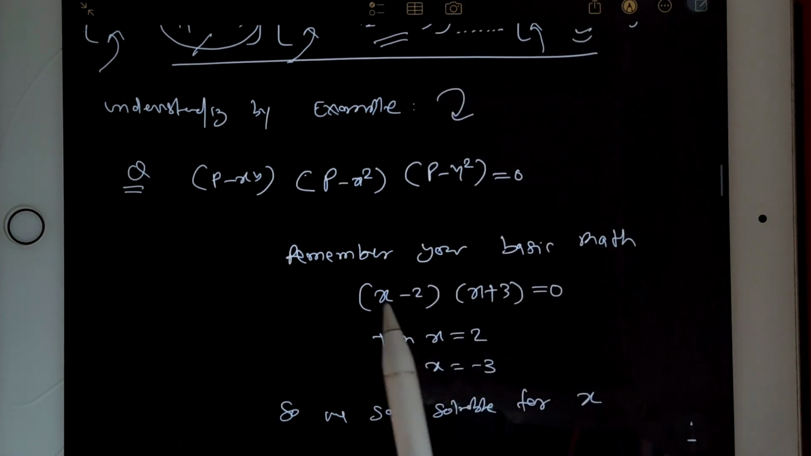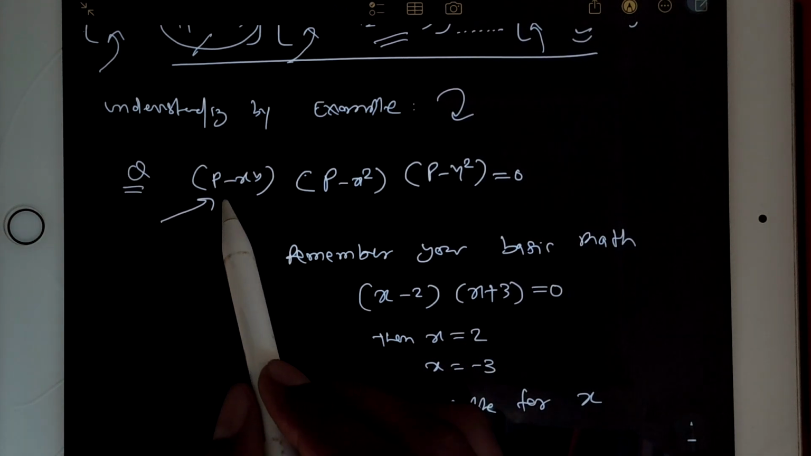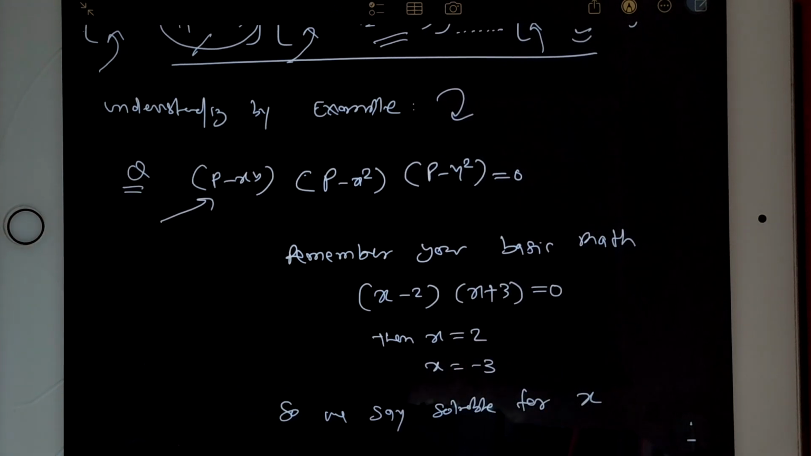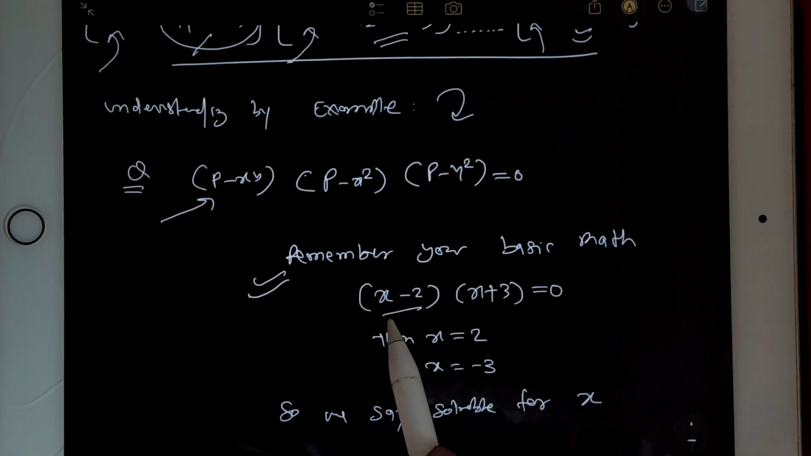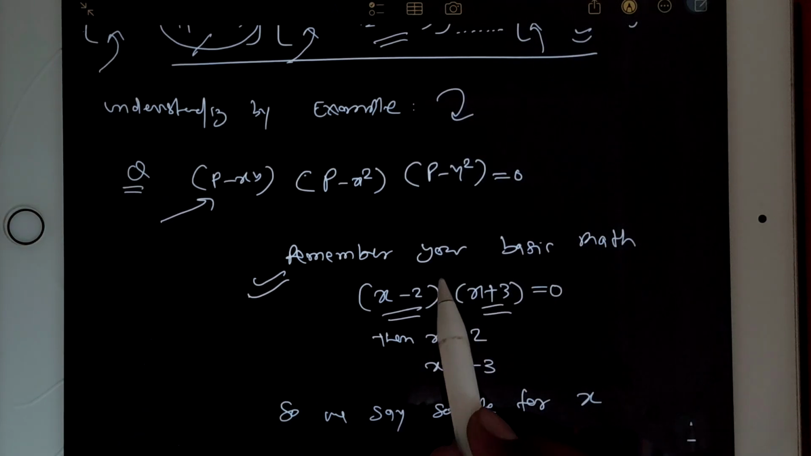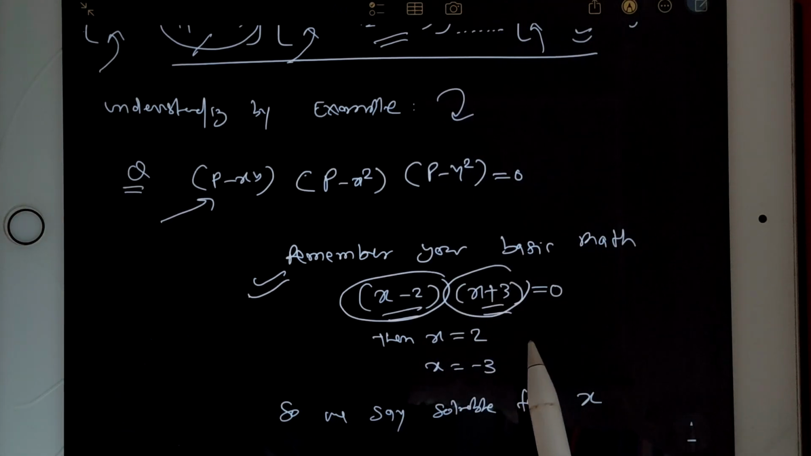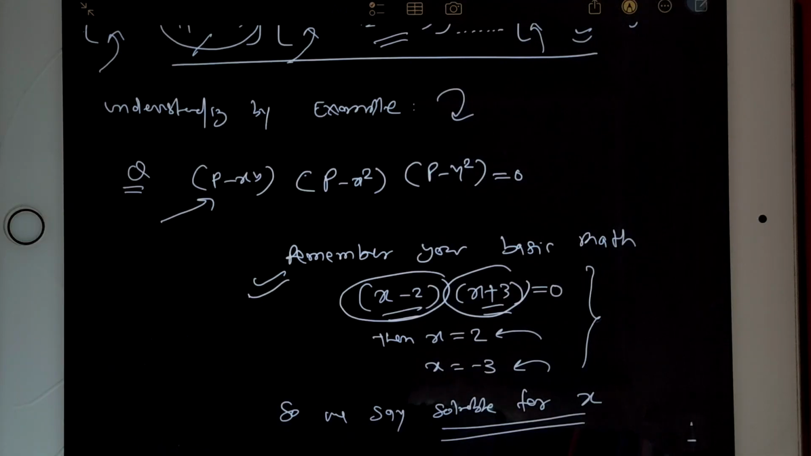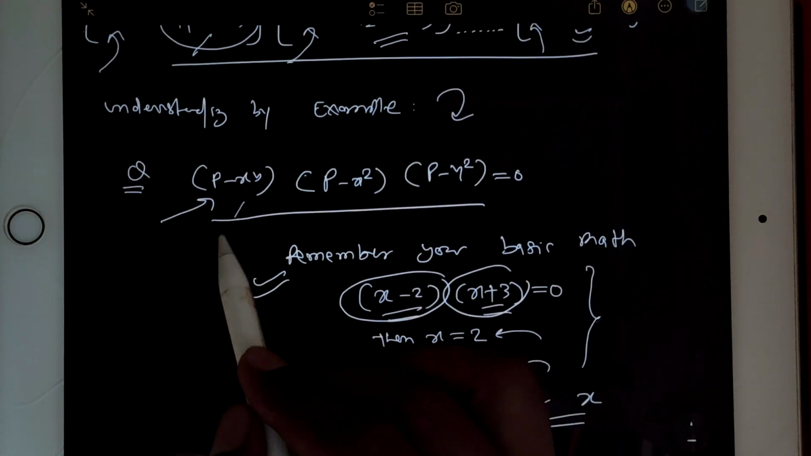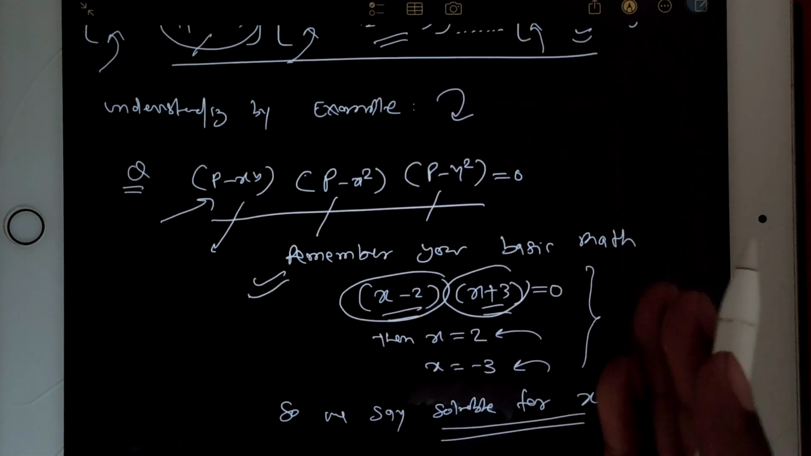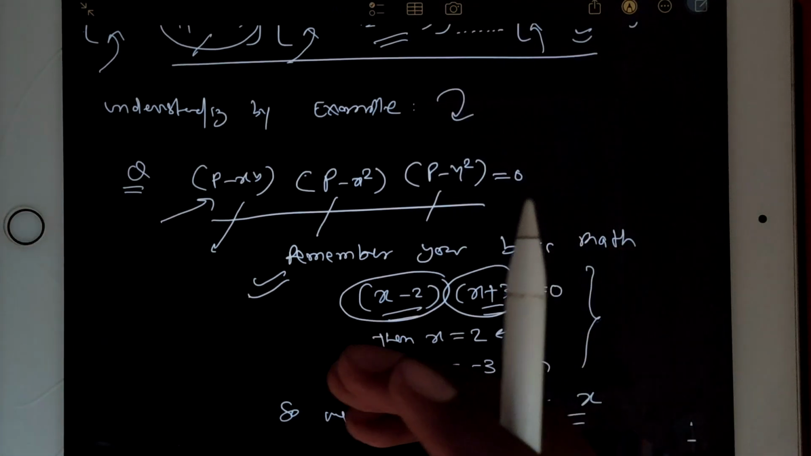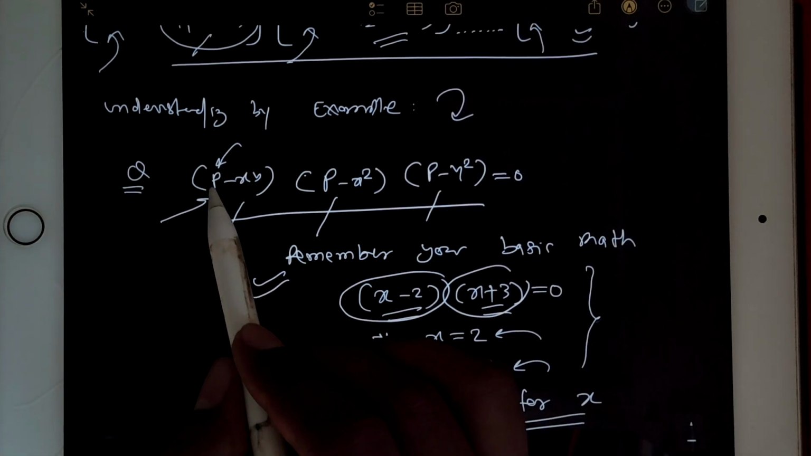Now let's understand this by example. The first question I took here also: p minus xy, p minus x square, p minus y square. You remember from your basic class 7th, 8th, 9th, 10th, when an equation like x minus 2, x plus 3 is given, we put the factors separately to 0 and we get x equal to 2 and x equal to minus 3. This kind of situation we say solvable for x. In the same way for this question also, we will put all three terms equal to 0 separately, and then we will replace p with dy by dx.